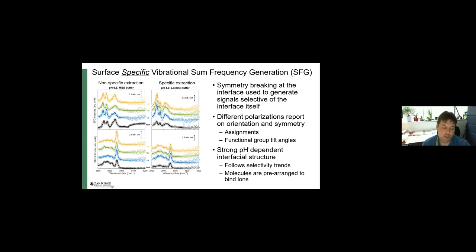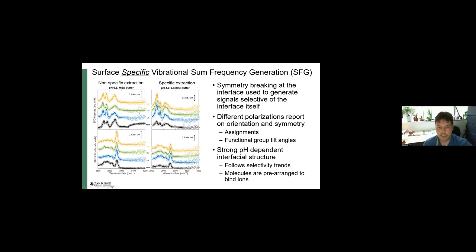And I won't go into the details of how all of this works. But what we can do is measure in the infrared. It's essentially an infrared spectroscopy where you're measuring vibrations in the molecules themselves that are at the surface. And you can do this in different polarization combinations. So you put in different orientations of the laser light, and you can map out things like assignments and functional group tilt angles for the molecules selectively at that surface.